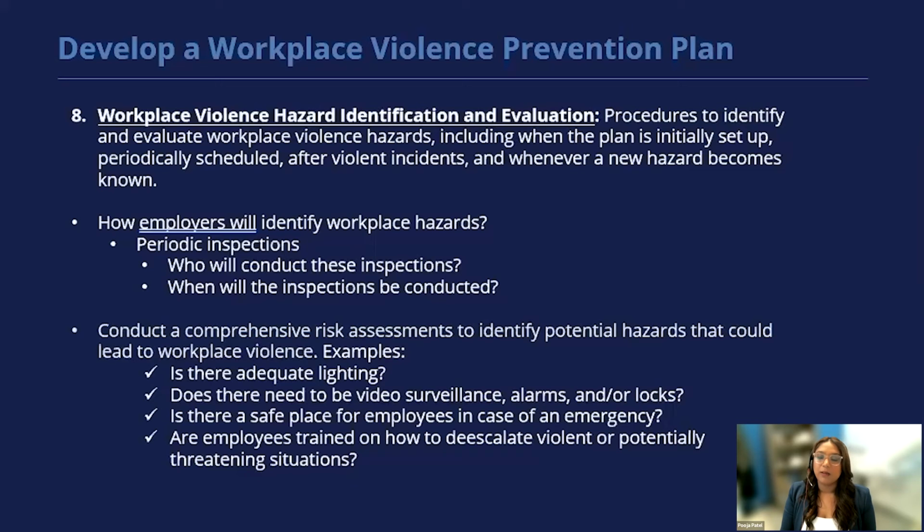So you want to have a procedure set up at the outset on how you're going to identify these hazards, and you're also going to want to identify when you're going to continue to do these evaluations. Are you going to have periodic inspections? Who is going to conduct these inspections? If there's an area that maybe doesn't have adequate lighting, is somebody going to be testing it every 6 months to make sure the light bulb is working, or every year to make sure that your alarms are in working condition?